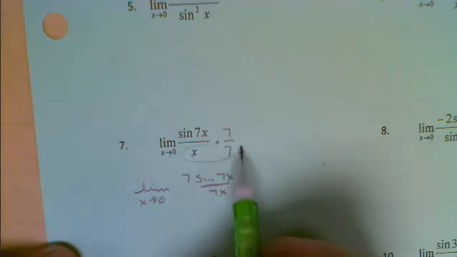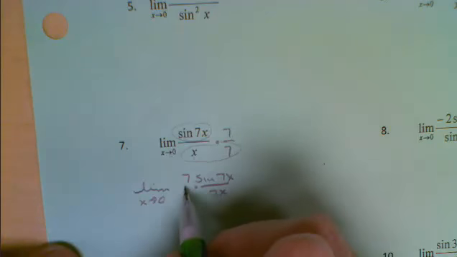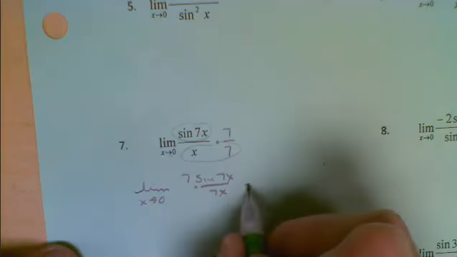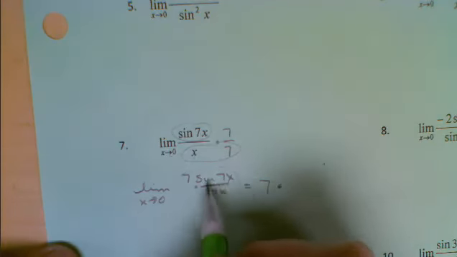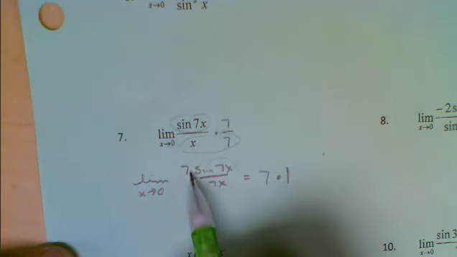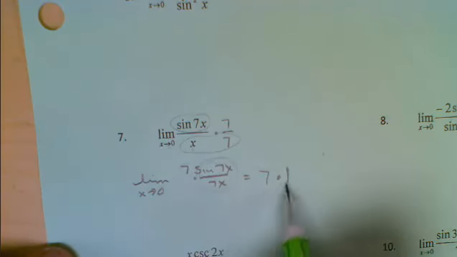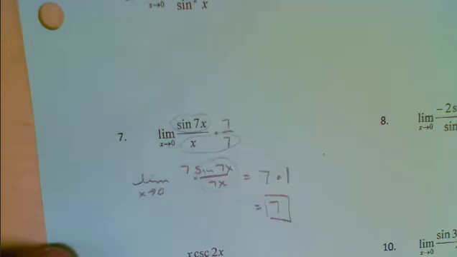So I'm grouping these together with the sine of 7x. Now when I want to evaluate the limit as x approaches 0, the 7 is just 7 times the limit as x approaches 0 of sine of 7x over 7x, which is 1. And again, I have to show that the limit of 7 is just 7, and the limit of sine of 7x over 7x as x approaches 0 is 1. Show both of those, and then you can give me your answer of 7.